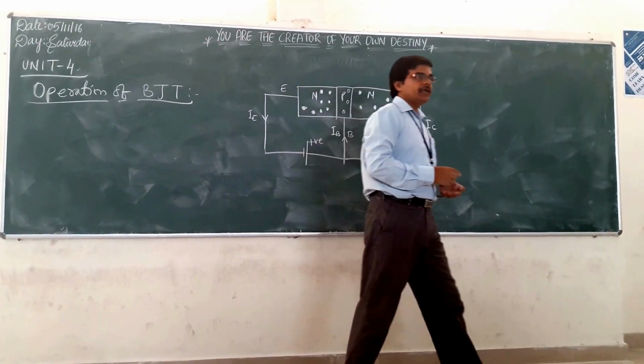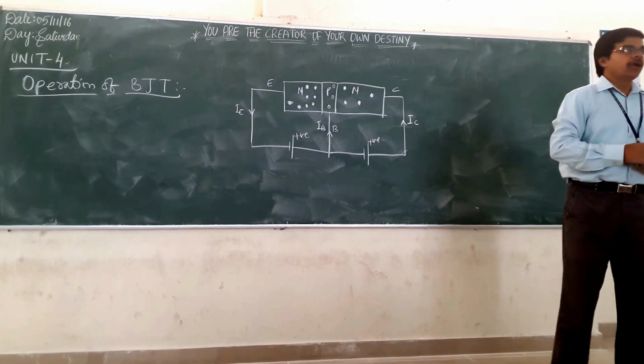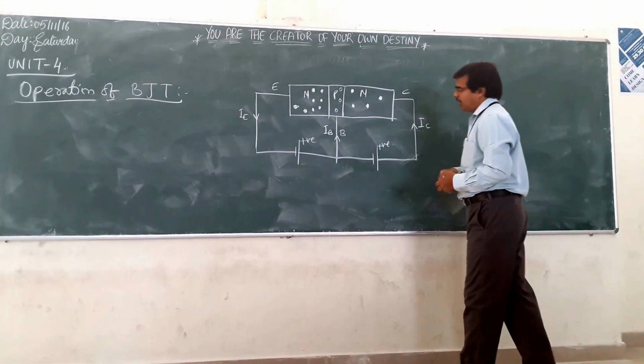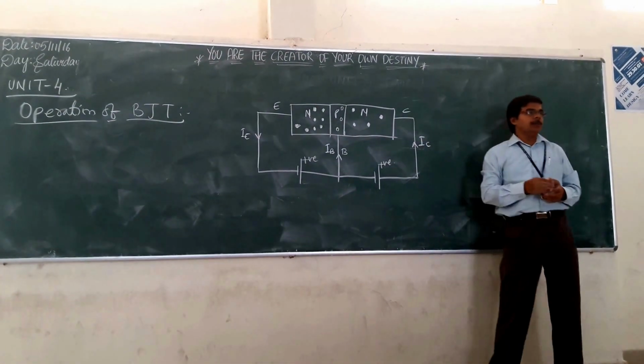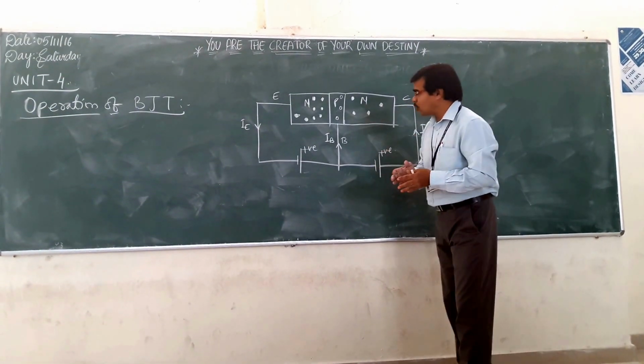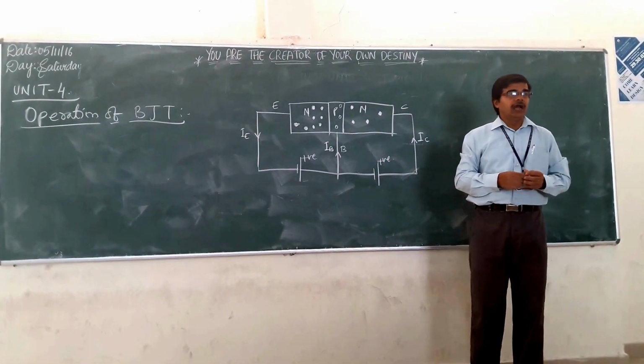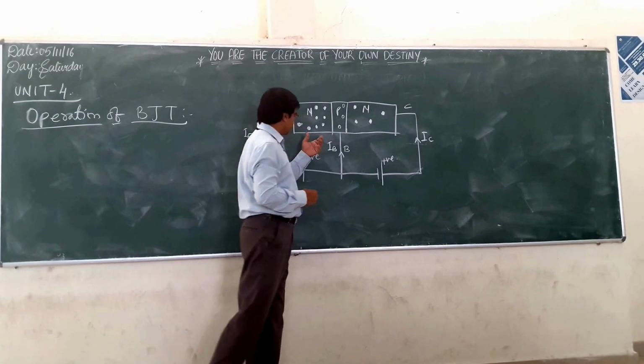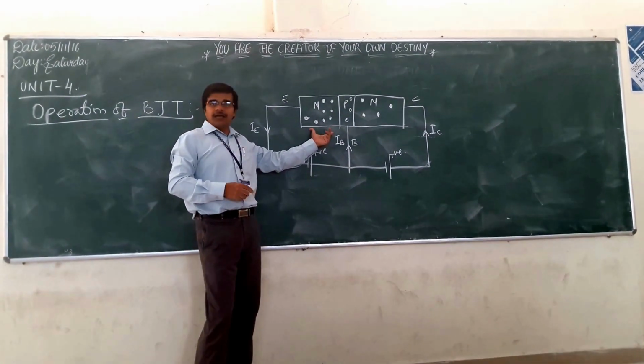BJT. BJT stands for bipolar junction transistor. Here, let us assume that you are having one NPN transistor. Okay. So whenever we are going for designing the transistor, the design of the transistor is different.